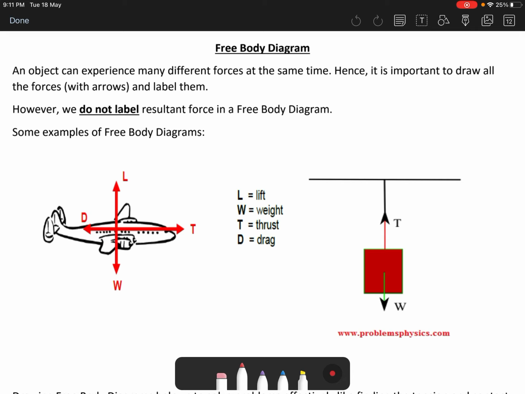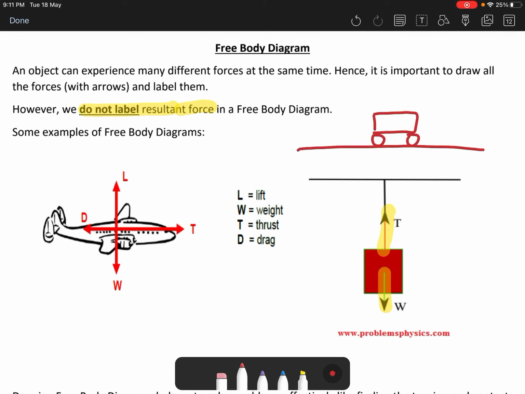Then for this second diagram is the box, right? We have the tension, we have the weight. One very important thing about free body diagram is that we do not label the resultant force in a free body diagram. So let's just say I have a car.